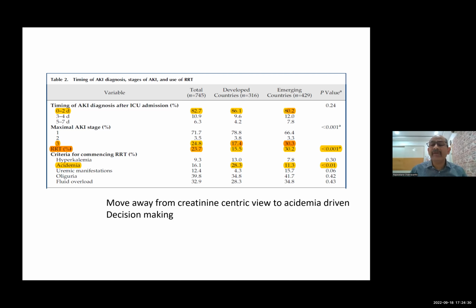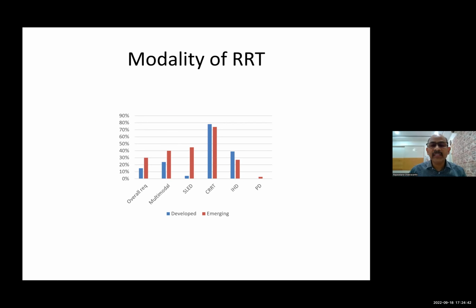So the p-value was 0.01, telling us that the indications for dialysis were different in the developing world and emerging world, and we probably started dialysis much later. So if you look at the modality, the red bar is the emerging world, and we had multimodal, for example, you saw two patients in whom you started off with one type of dialysis, switched over to another type, switched back to that type again, and then discharged the patient.